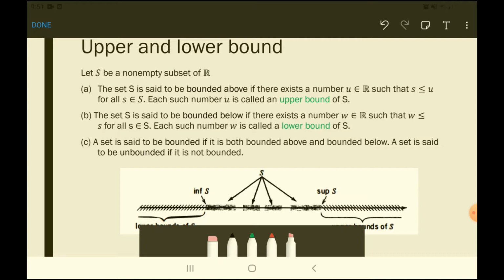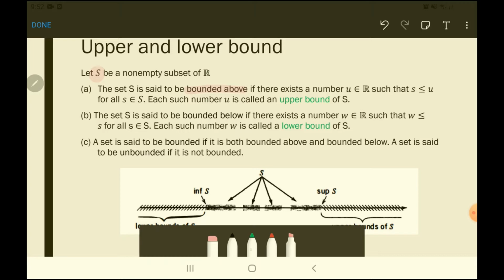Let S be a non-empty set of real numbers. So let's say I have a set of real numbers and I name that S. S is a non-empty subset of the real numbers. It's non-empty, that means there's an element there. The set S is said to be bounded above if there exists a real number U such that s is less than or equal to U for all s element of S.